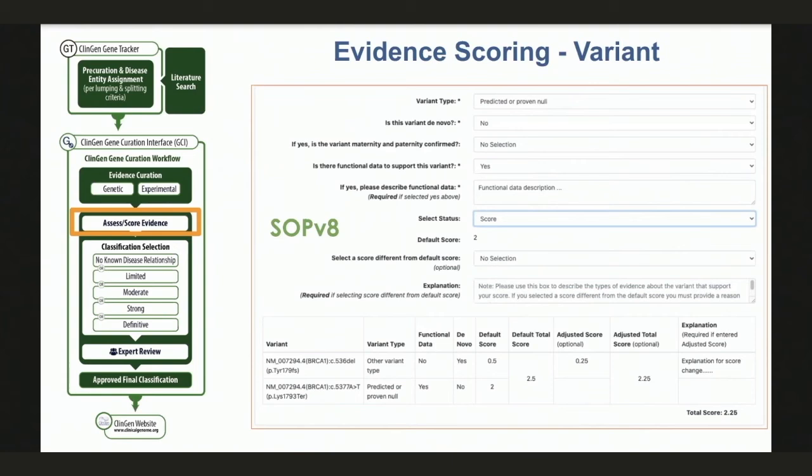When that switch to SOP v8 happens, then at the bottom of the individual evidence form, each time you add a variant, there are required questions you need to answer in order to score that variant. As you can see at the top here, these include the variant type, is it de novo, and if so, whether it's maternity, paternity confirmed, and is it supported by functional data. And then based on your answers to these questions about the variant, you'll get a default score for that variant. And in cases like the autosomal recessive one here, the scores from both variants are then combined to give you one score. If you'd like a full explanation of the changes in SOP version 8, please refer to the documents available on the ClinGen website.